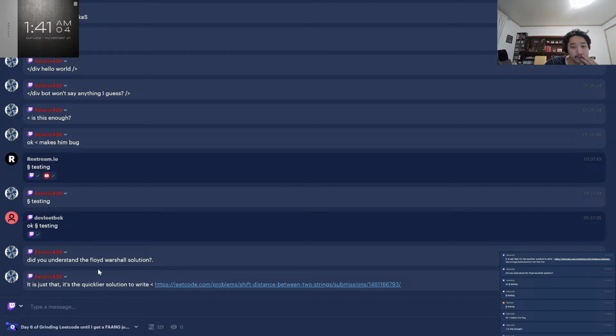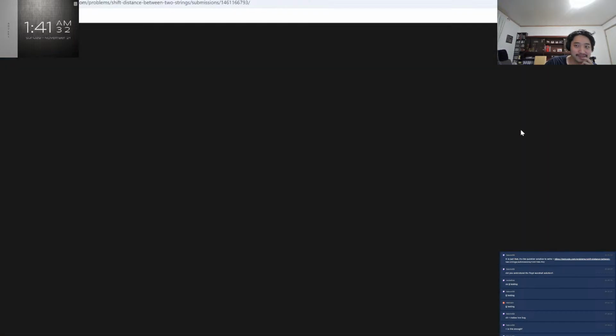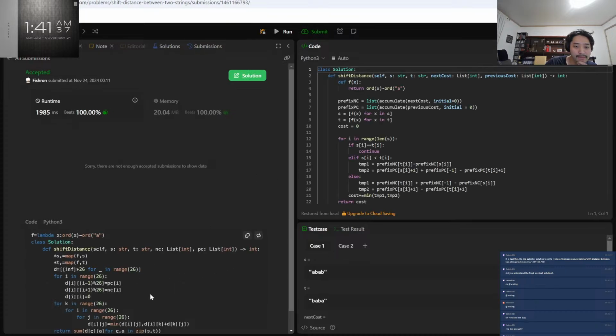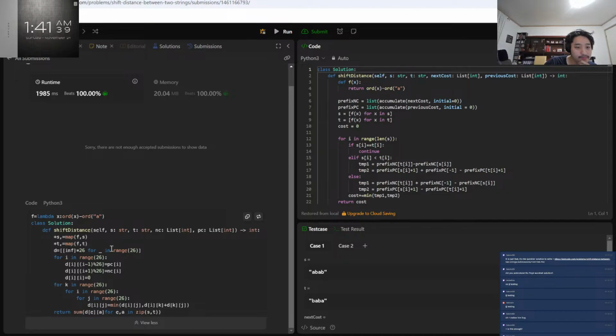Solaris 428: It's just that, it's the quicker solution to write. Oh, it's so nice that you figured this out. Maybe I should just implement... I think I should still find my own solution for it, because I might just implement it into my rules like, oh, if you're gonna type a link, add this. I can give you a shout out.